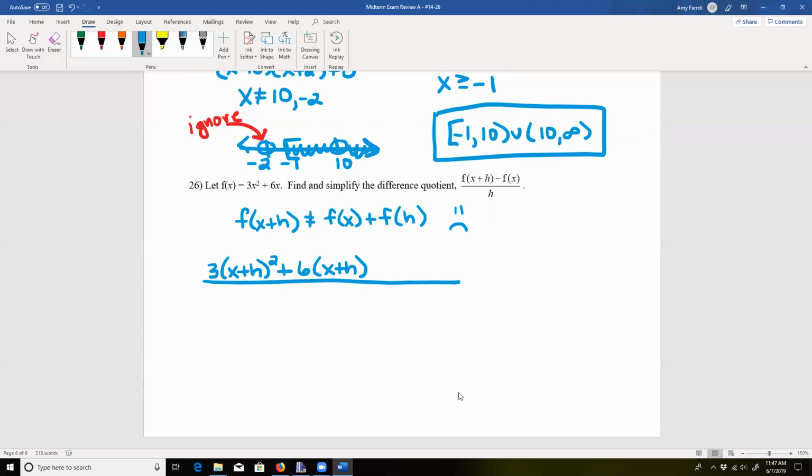Also up in the numerator, I'm then supposed to subtract f of x. f of x is the original function. So now I'm going to subtract the original function. I do subtract all terms, which means they're both going to change sign. Minus 3x squared minus 6x. The whole thing is over h.